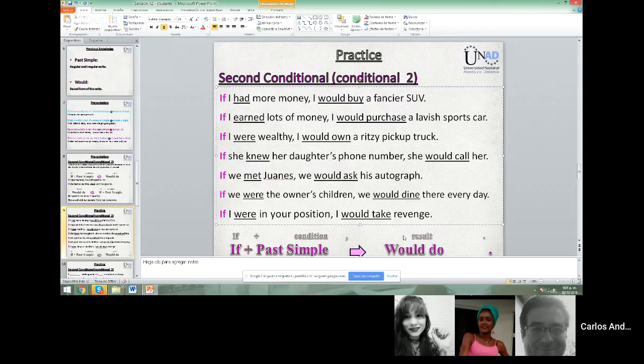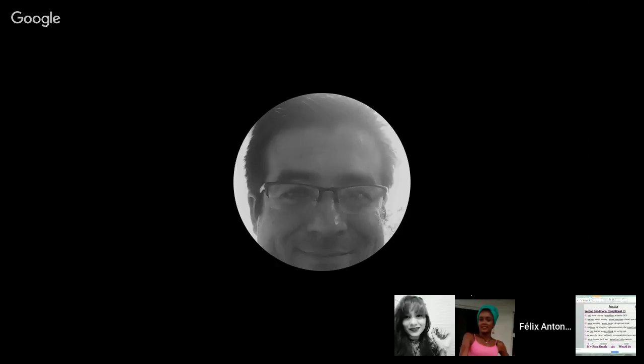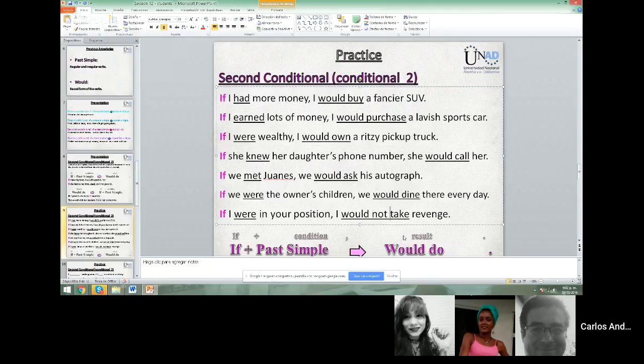Very good. But in a previous class, I remember that we were talking about if people should be passive or active or aggressive. So we are going to be a little bit more passive here. So say that again, Felix. If I were in your position, I would not take revenge. That is very good. Thank you very much.